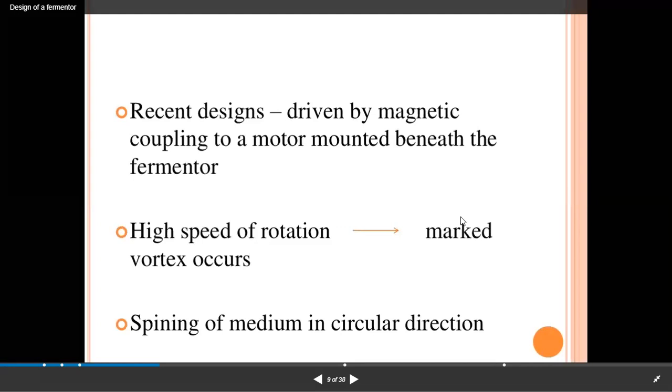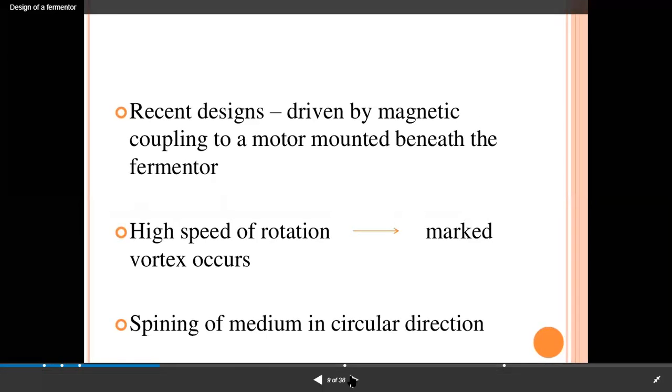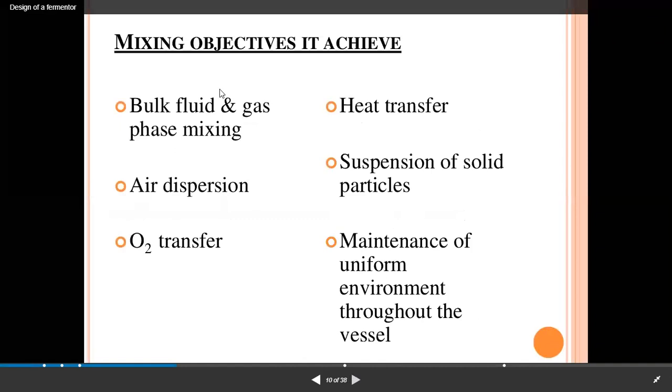Okay, then high speed of rotation and marked vortex occurs, spinning of the medium in a circular direction. Also, we can design according to our need. Whatever your need and whatever your internal design and imaginary design, you can make all the changes in our fermenter design.